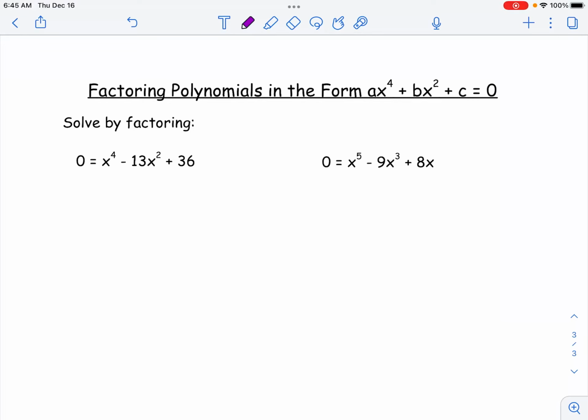All right, in this lesson, we're going to look at factoring polynomials that are x to the fourth equations, but they look very similar. And actually, the second one's an x to the fifth, so it's going to be kind of a similar deal, but we'll talk about that.